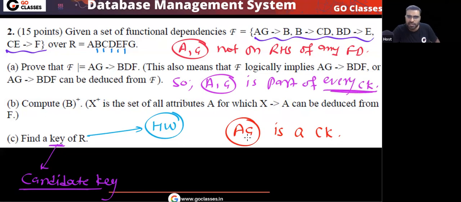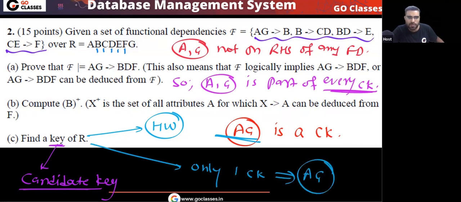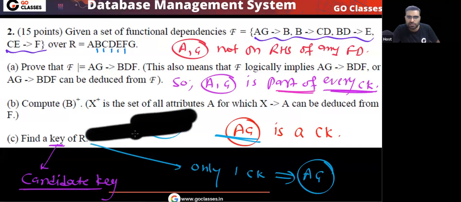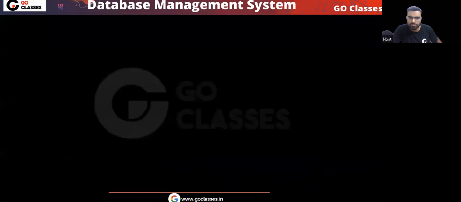Now AG itself is enough. AG can determine every attribute. So this is the only candidate key, and that is your AG, because AG must be part of every candidate key. So this is not a homework, we have done it. Very simple, right? Yes or no? Let's move on now.